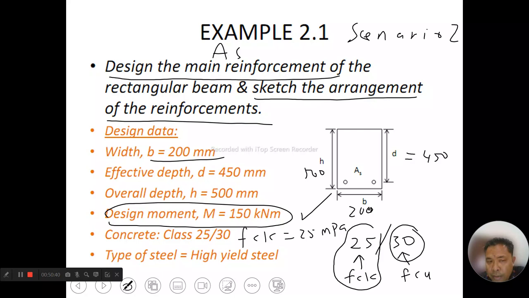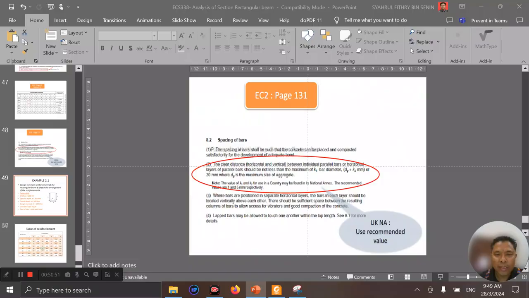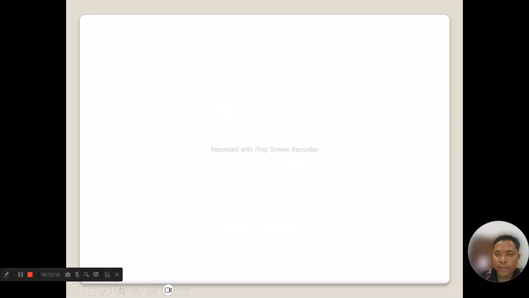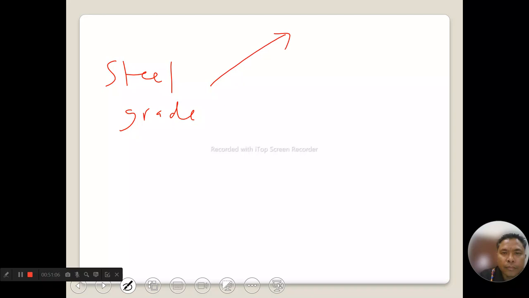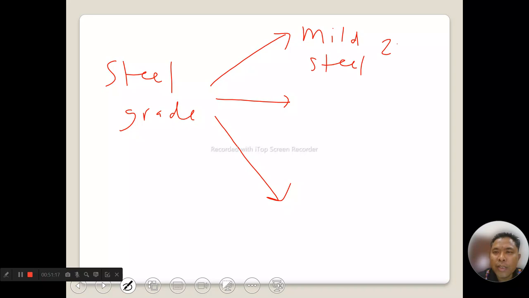Jangan salah. And it is given here an information, the steel grade that you want to use is a high yield steel. Steel grade ni ada tiga jenis sebenarnya. Saya nak tunjuk kat you lah sebelum kita teruskan discussion. Dekat dalam industri ni kita ada beberapa jenis steel grade. We have mild steel grade where the strength is 250 megapascal, low lah. And then we have, I do not know what is the name, so I put here high yield steel where the value is 500.